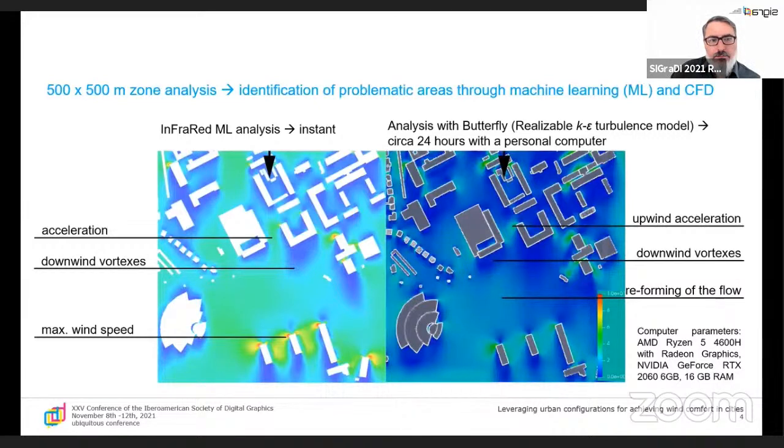The figure on the left shows the prediction with Infrared. The CFD analysis of the same area, depicted in the figure on the right, is performed in Butterfly for Grasshopper, which is based similarly to the procedural compute on the OpenFOAM platform. The wind situation appears to be calmer than predicted with Infrared.